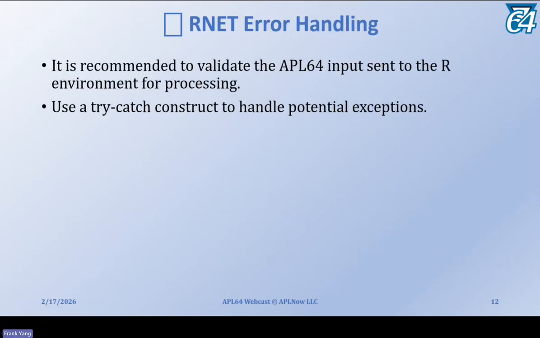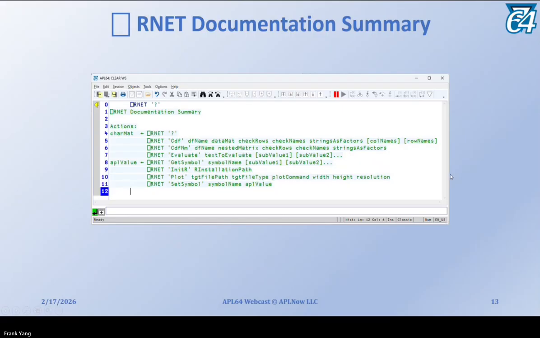Lastly, we're going to talk about the quad RNET error handling. It's recommended to validate APL64 input sent to the R environment for processing and use a try-catch construct to handle potential exceptions. To view the quad RNET documentation summary, you can execute quad RNET with the question mark. Those are all the actions that are currently supported.